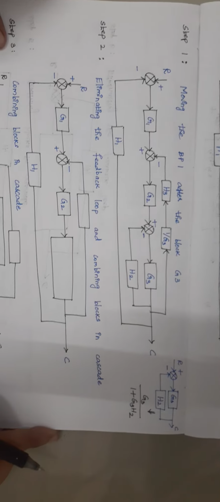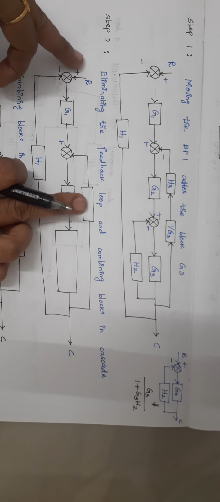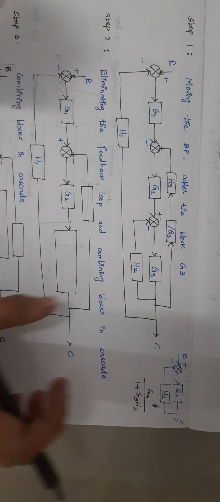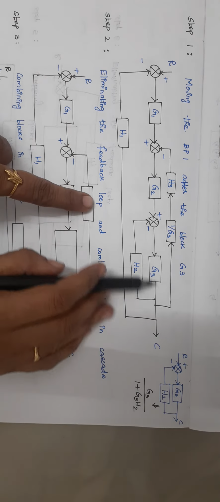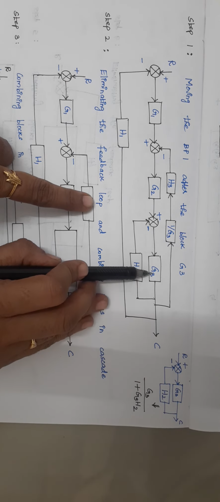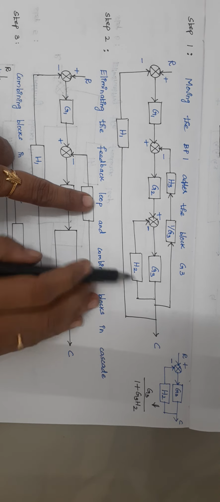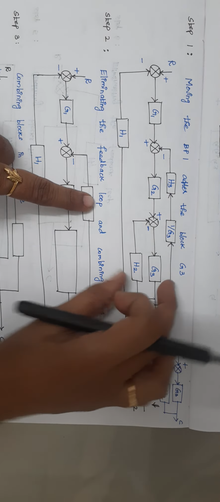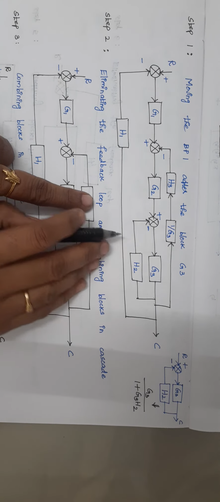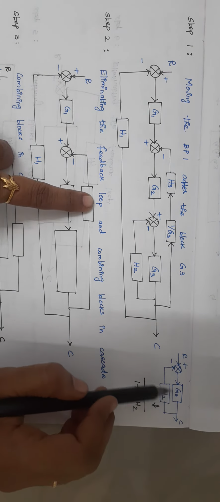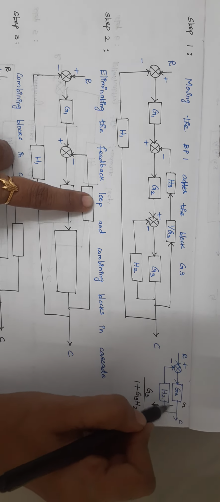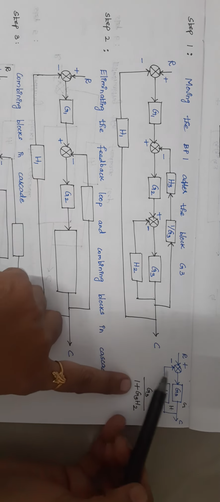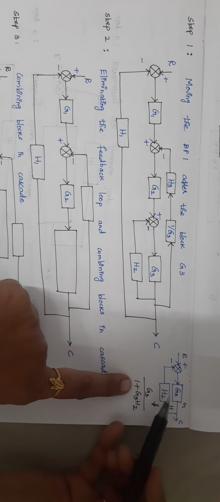And the next one is eliminating the feedback loop and combining blocks in cascade. So first we go with eliminating the feedback loop. Observe carefully, this is your feed forward element and this is your feedback element. Now this forms a feedback loop and the type of feedback is negative, right? So here our normal formula is G divided by 1 plus GH. That is, this is your element G, this is your element H. The type of feedback is negative feedback, so the formula is G by 1 plus GH.